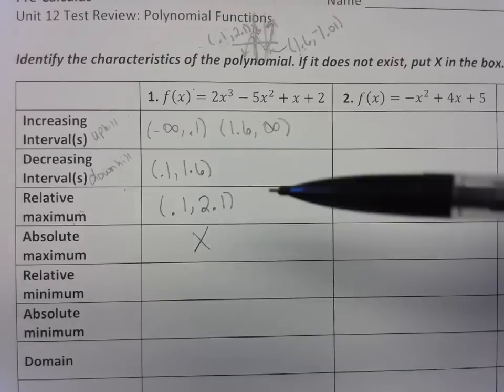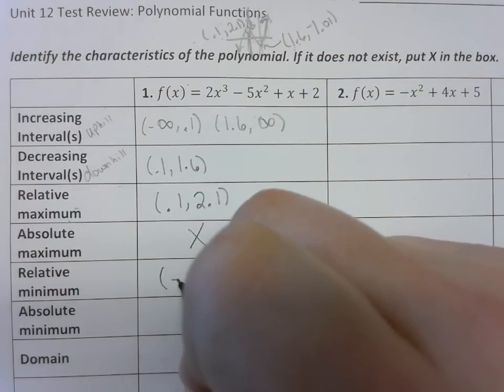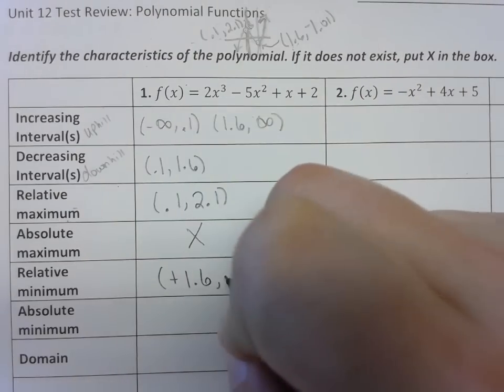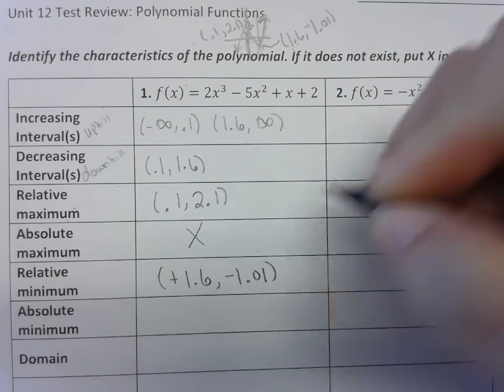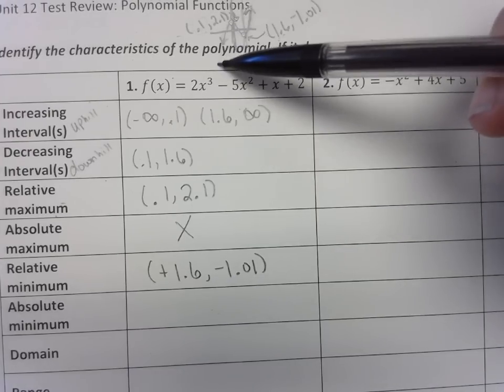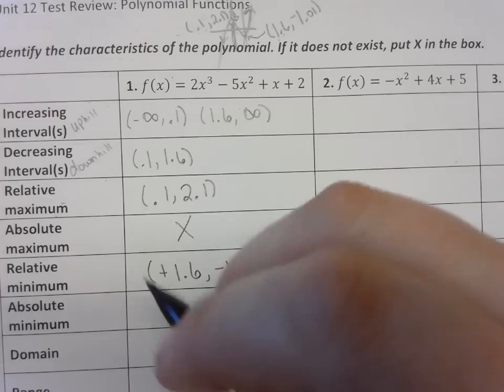Relative minimum is anytime you have a valley. So this point here, that's a positive 1.6, and a negative 1.01 would be your minimum. Absolute minimum is the lowest point. Well, we're never going to get to a lowest point because it's going to negative infinity, so that doesn't exist.